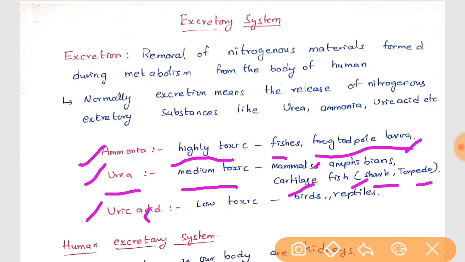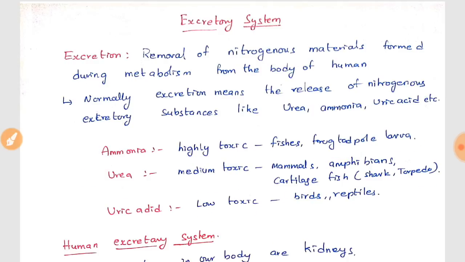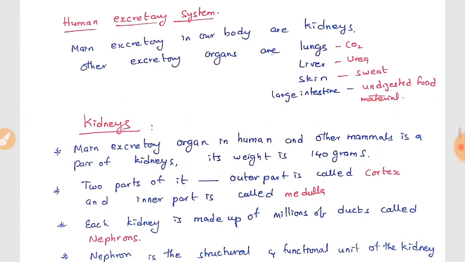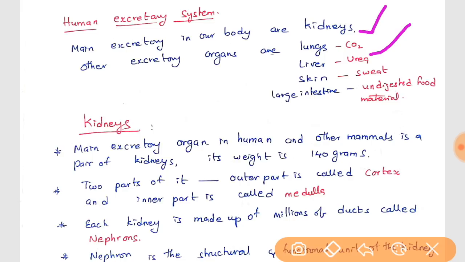And if we come to uric acid, it is low toxic in nature. These are released by birds and reptiles, friends. In the human excretory system, the main excretory organ of our body is the kidney, friends. We have one pair of kidneys. The other excretory organs are lungs, which excrete CO2, liver, which excretes urea, skin, which excretes sweat, and large intestine, which excretes undigested food material, friends.